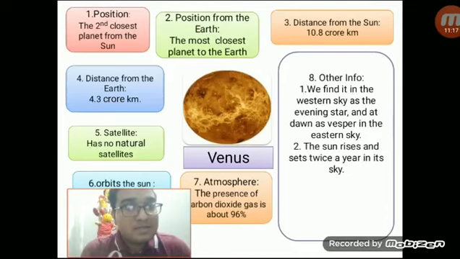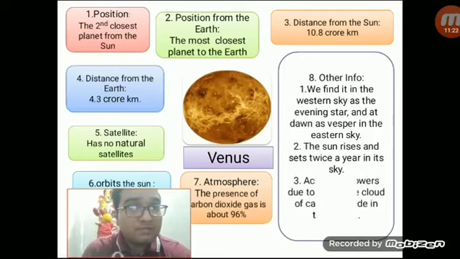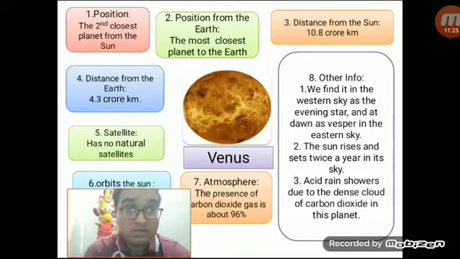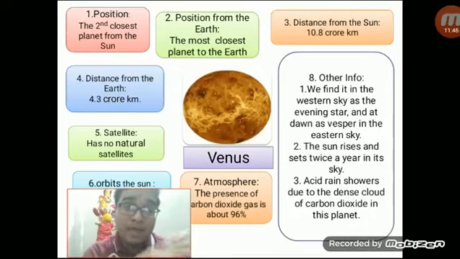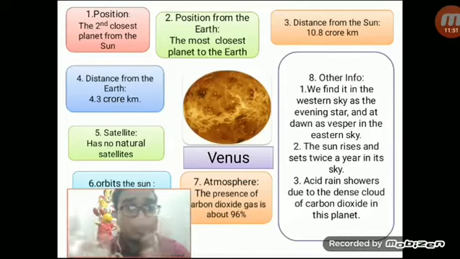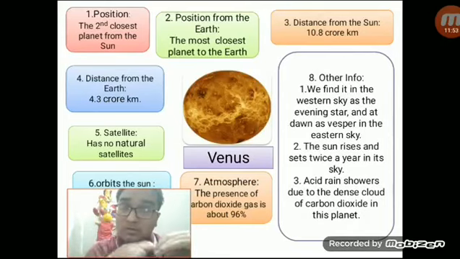Then, the sun rises and sets twice a year in its sky. This is another important question. And then, acid rain showers due to the dense cloud of carbon dioxide on this planet. Basically, on this planet the level of carbon dioxide is very high, and due to the presence of carbon dioxide, acid rain showers happen frequently. So dear students, that's all about the planet Venus.